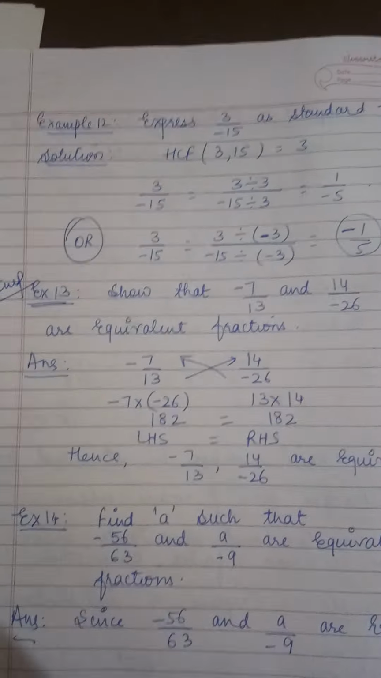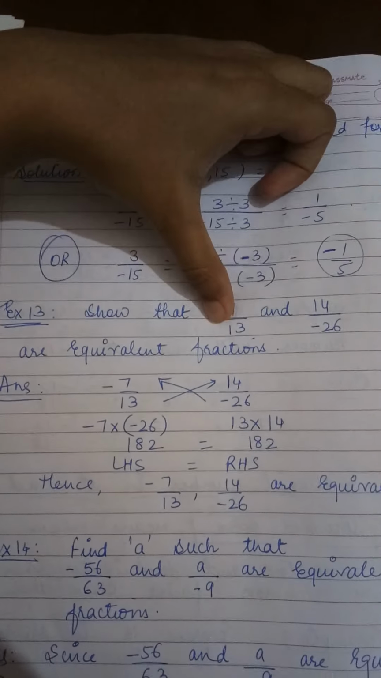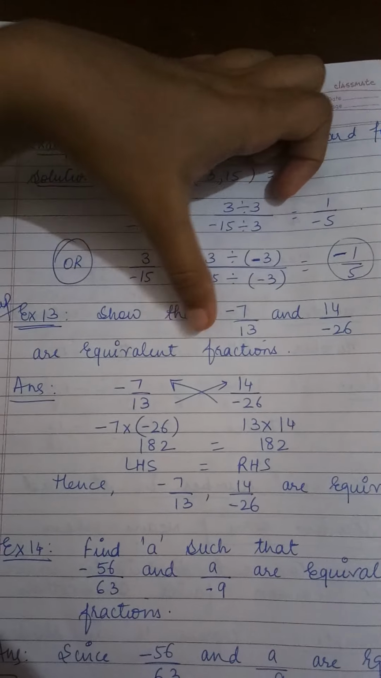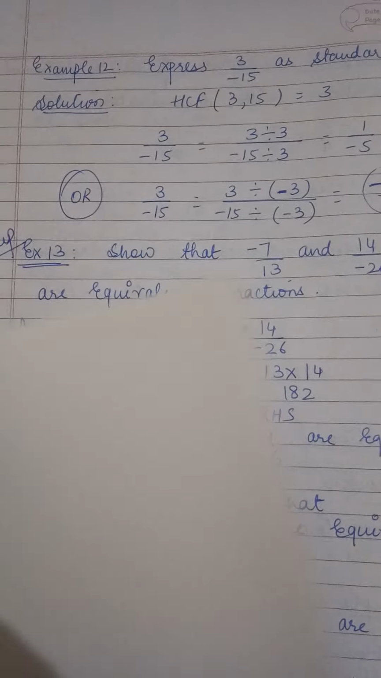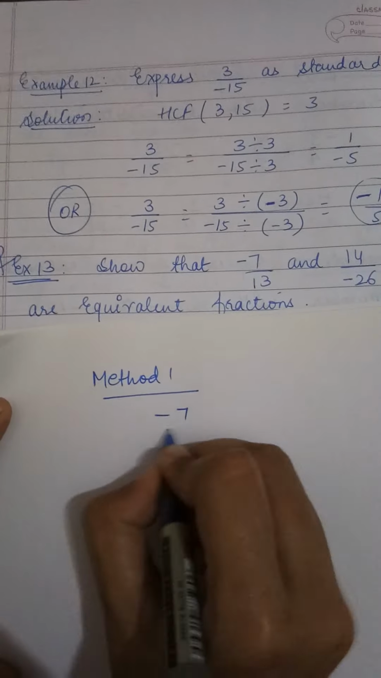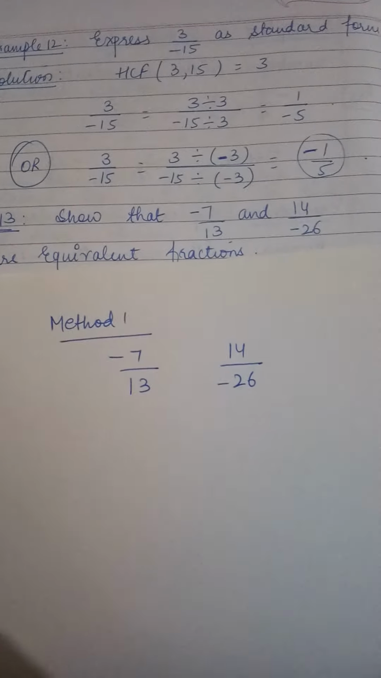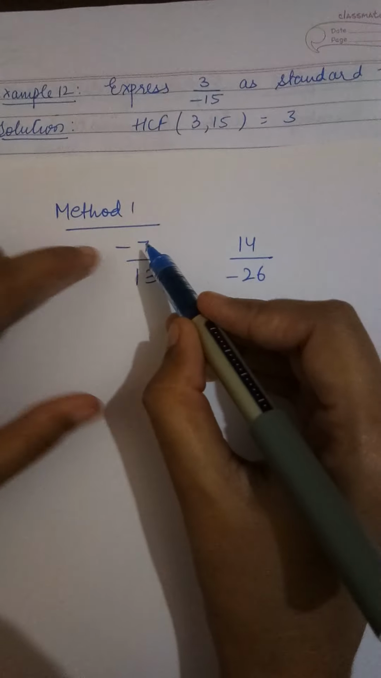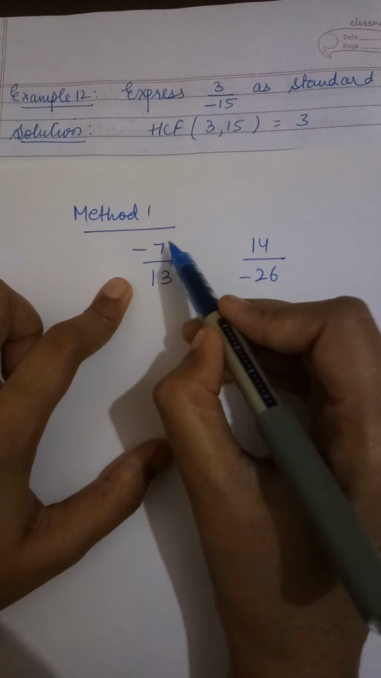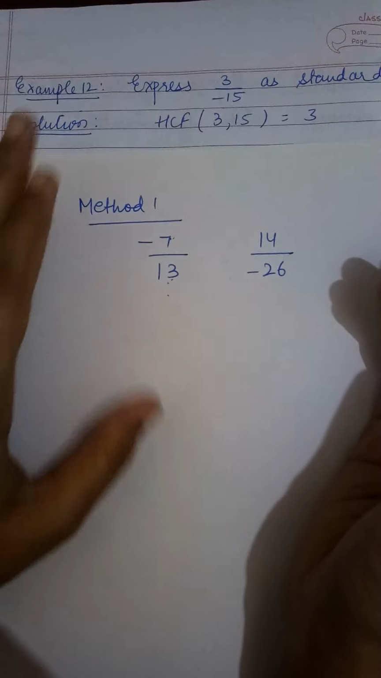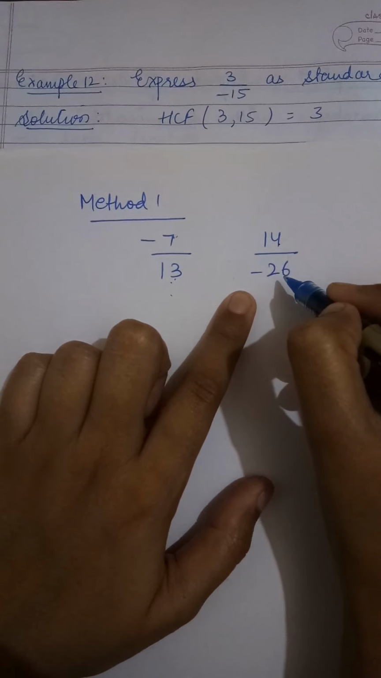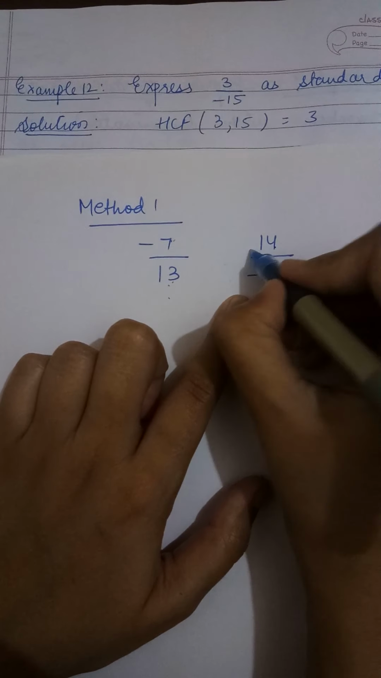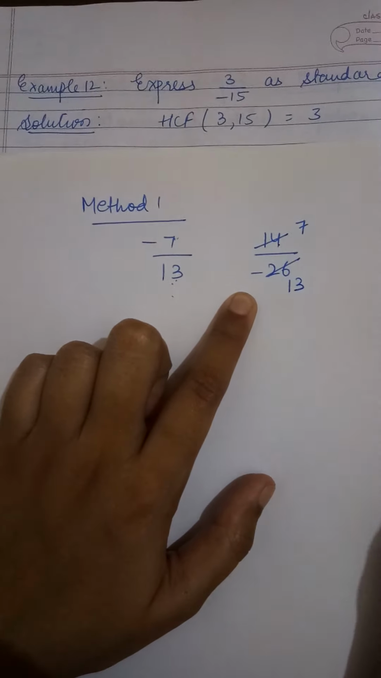Example 13, you have to tell whether minus 7 upon 13 and 14 upon 26 are equivalent fractions or not. Now how are you going to tell? Just see, there are two ways of doing it. I'll be telling you both. First method is minus 7 upon 13 and this is given 14 upon 26. Now just look here. This is minus 7 upon 13. These two are not getting cancelled on any common table, so it will be as it is. Now 14 and 26, I can see that these two are getting cancelled on the table of 2. 2 sevens are 14, and this is going on 13, right?